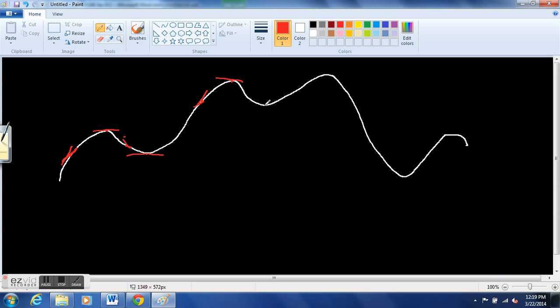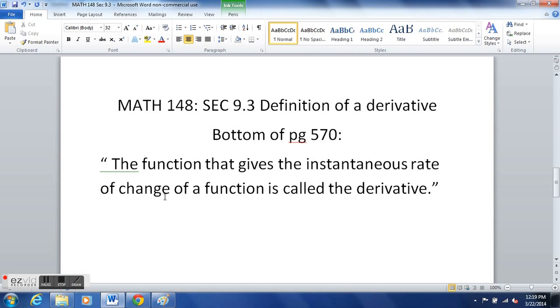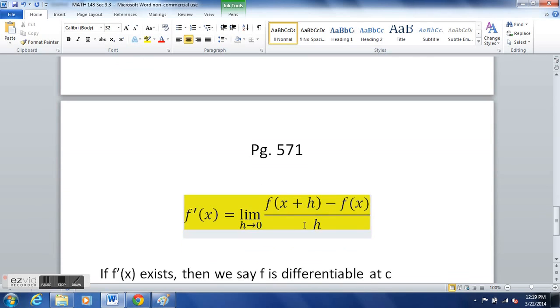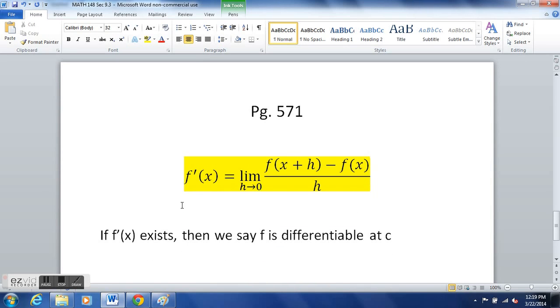I will look for more videos online that go into more of the theory of derivatives to help you understand it. But in this video, I wanted to show you the formal definition and how to work some problems using the definition. So, in general, the derivative is the function that gives the instantaneous rate of change. That's the derivative. But here's the formal definition.